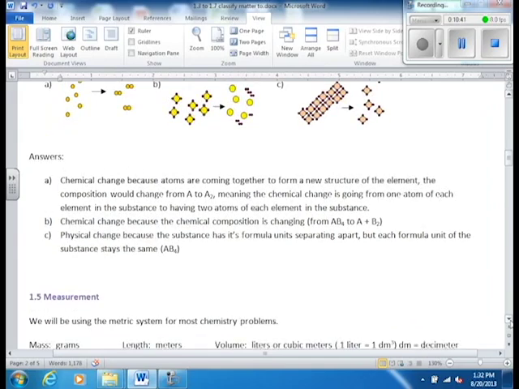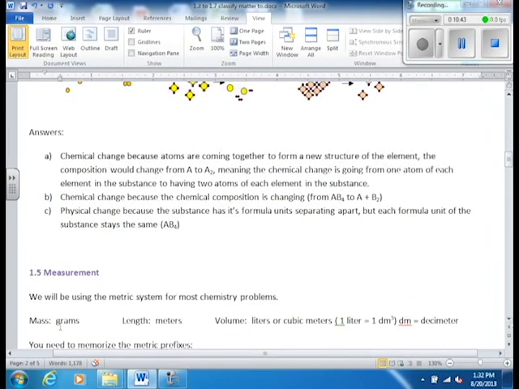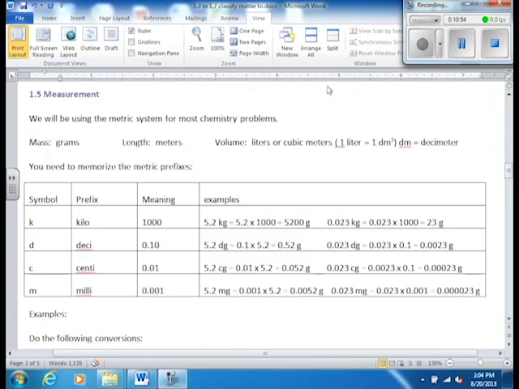All right, moving on, measurement. We use the SI, System International, in chemistry for pretty much everything. So in the SI system, we use grams for mass, meters for length, and liters for volume. And notice length cubed, or meter cubed, is also used for volume because volumes are lengths cubed. And then you'll need to know these prefixes right here: kilo, deci, centi, milli. You only need to know 4 of them.